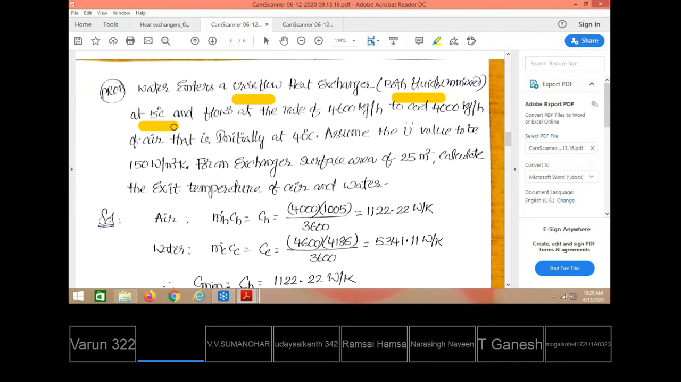Water enters the cross flow heat exchanger at 5 degrees centigrade. That is TCI is 5 degrees, and the mass flow rate MC dot is given as 4600 kg per hour.